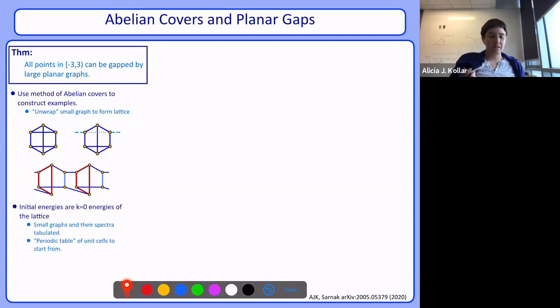And so that means effectively you can use what's known about these small regular graphs to find likely candidates to have covers with desired properties. I think of it as almost having a periodic table of unit cells. You can look in the back of Cvetković, Doob, and Sachs and find examples that have gaps in the region that you're interested in, and then try to cover them and see if those gaps remain. And so what we did was a numerical search of 1D and 2D covers of these kinds of things.